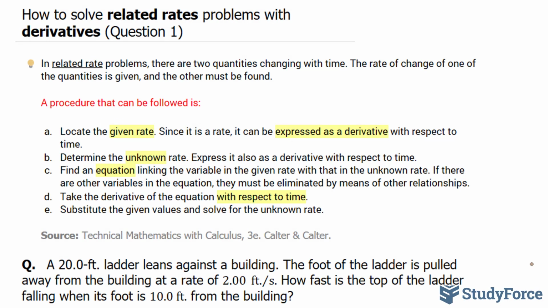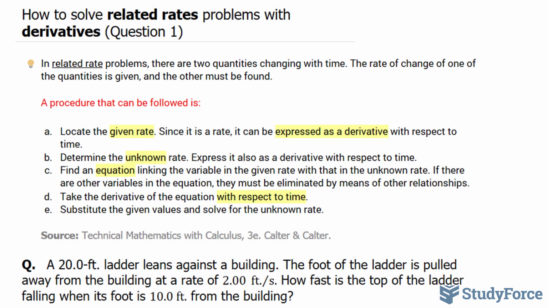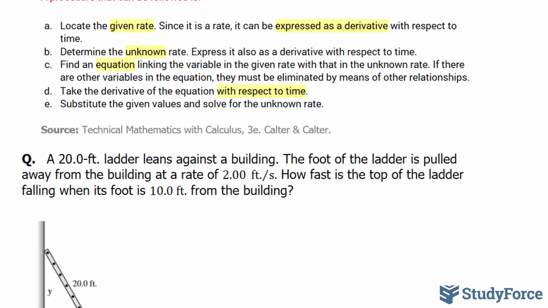In this lesson, I'll show you how to solve related rates problems with derivatives. This is question 1 in the series. In related rates problems, there are two quantities changing with time. The rate of change of one of the quantities is given and the other must be found. The trouble with answering related rates problems is finding an equation linking the variable in the given rate with that in the unknown rate. After we read the question, you'll see what I mean.